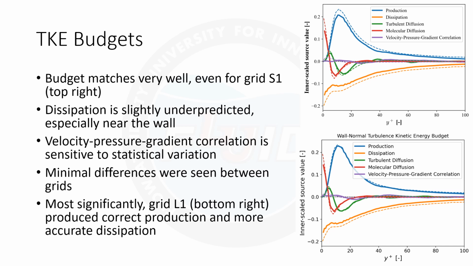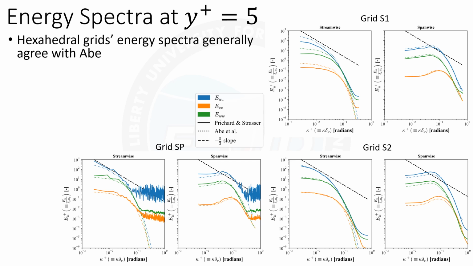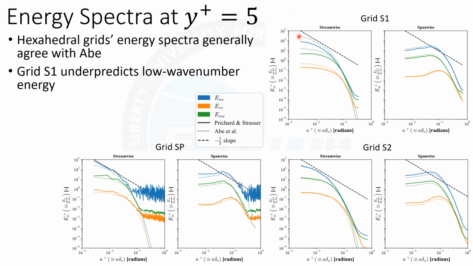It's unclear why grid S1 wasn't able to pick those up, considering grid S1 has the same dimensions as our validation data's domain. Finally, let's take a look at some energy spectra. So the hexahedral grids, starting with grid S1 in the top right, generally agree with ABE, which is our validation data. You can see particularly in the spanwise direction, the U and V components are a great match, though the W component, while it's a good match all the way up to the highest wave numbers, shows this odd dogleg type error.